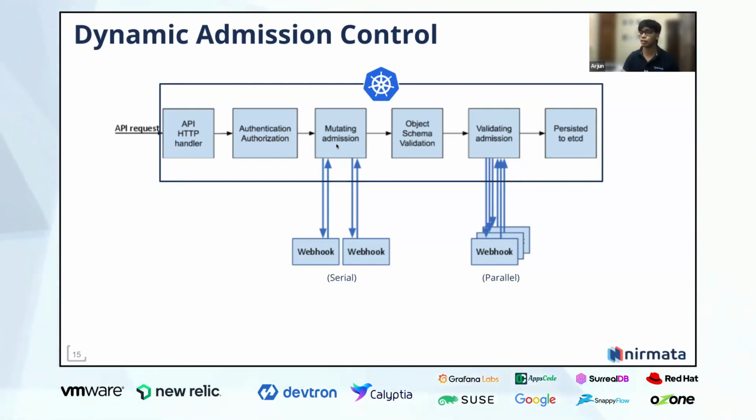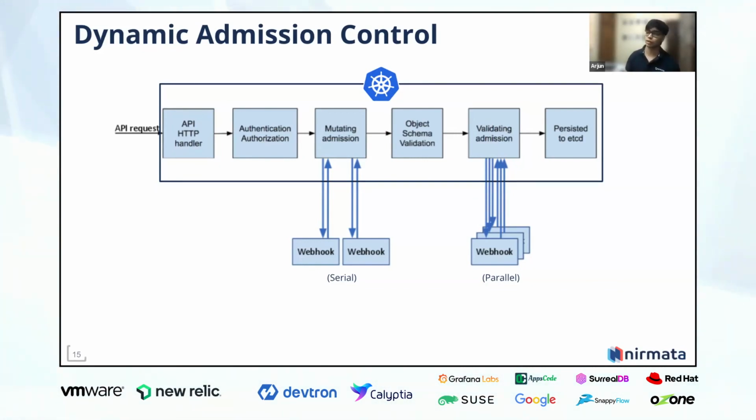So mutating admission is part of the Kubernetes admission, which would check for admission controllers that are in the mutating configuration. That is, whenever we have, so let's understand maybe what's mutating firstly.